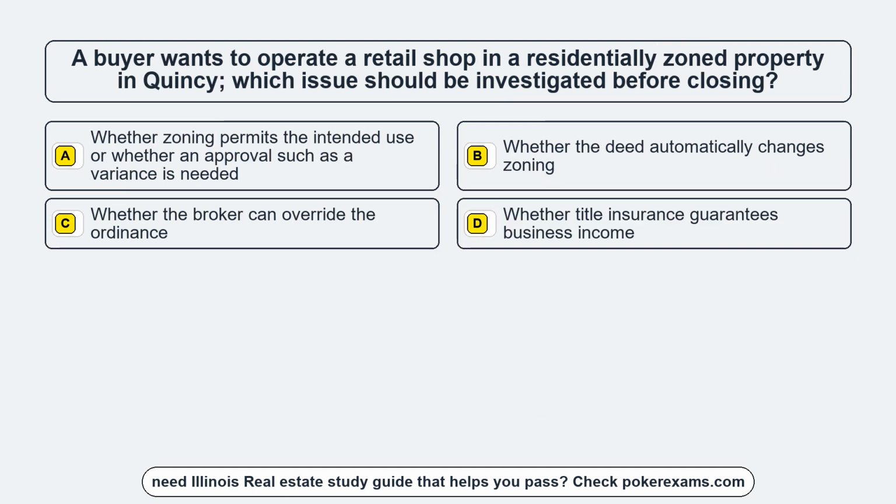Question 21. A buyer wants to operate a retail shop in a residentially zoned property in Quincy. Which issue should be investigated before closing? Option A. Whether zoning permits the intended use or whether an approval such as a variance is needed. Option B. Whether the deed automatically changes zoning. Option C. Whether the broker can override the ordinance. Option D. Whether title insurance guarantees business income.